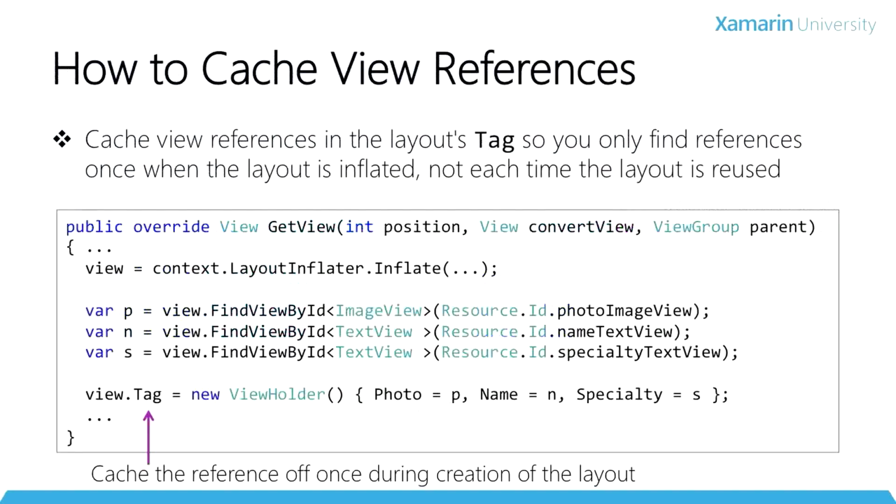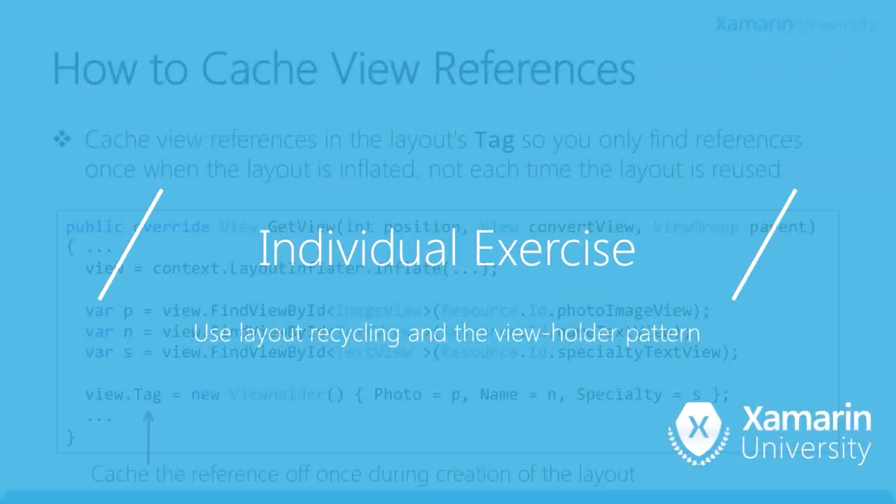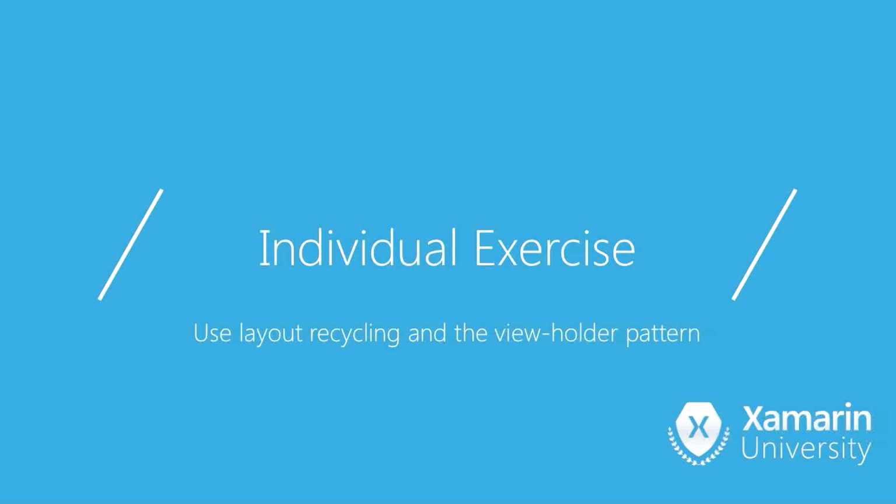So in the code on the slide here, the first thing that we do is we inflate a layout. And then we use findViewById to find all of the views. Then we create a view holder and assign our views to properties within that view holder. And then we place them in the tag for the view. Now if we get a convert view where it's not null, we can then pull out the tag property and have direct access to the views without having to call view.findViewById.